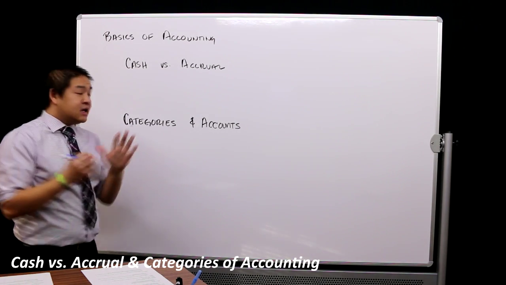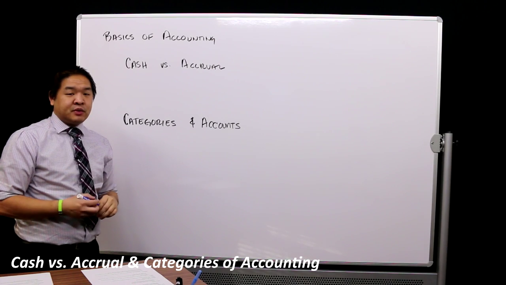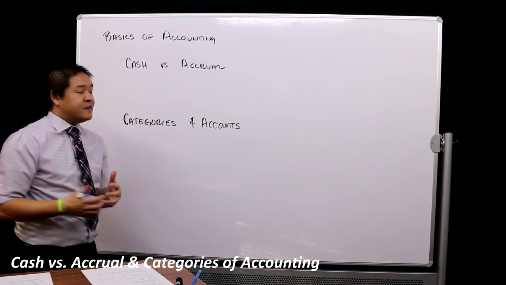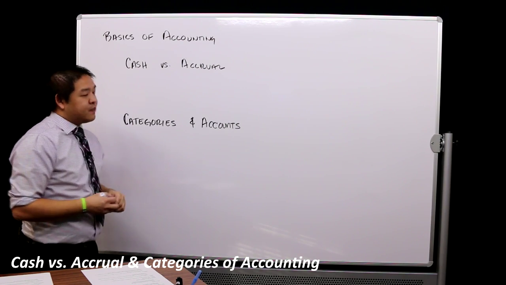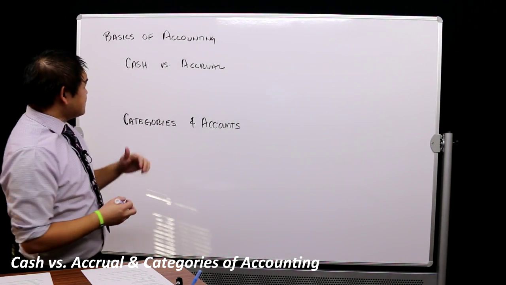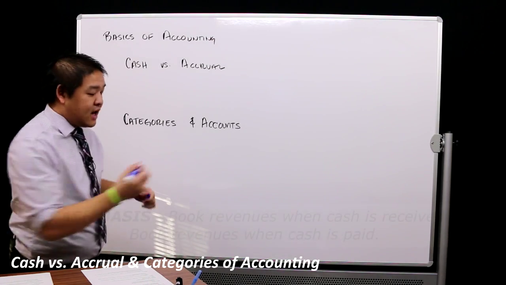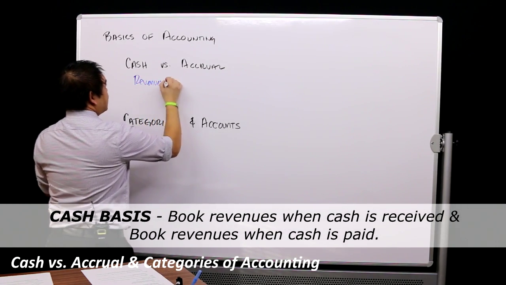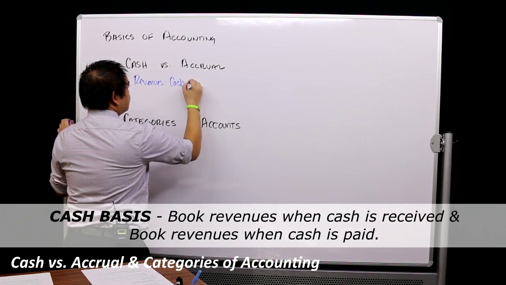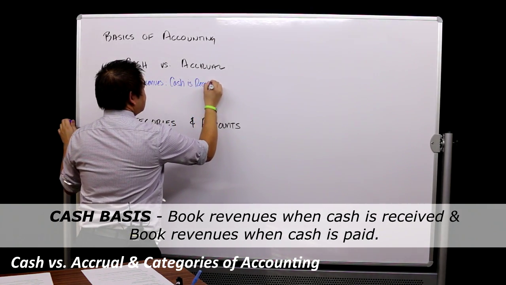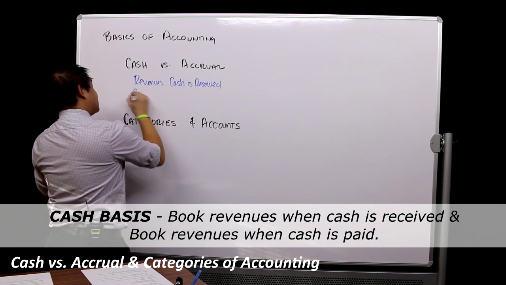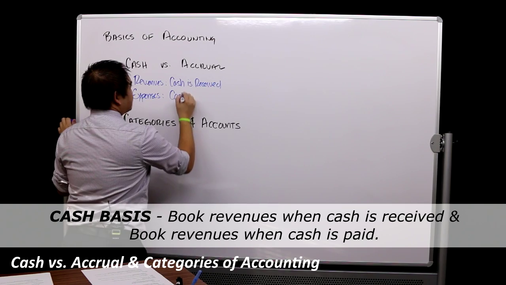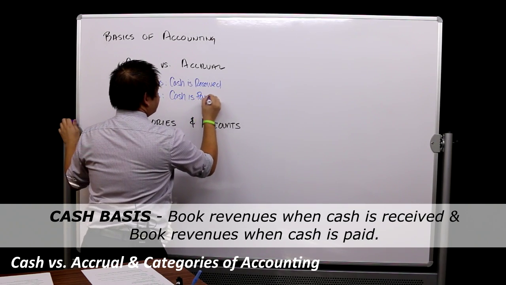And they're really, cash is really easy. Accrual takes a little bit of time to understand. And so the first one's cash. Now, what is cash basis? Cash basis of accounting tells us that we book revenues when cash is received, and we book expenses when cash is paid. Okay?